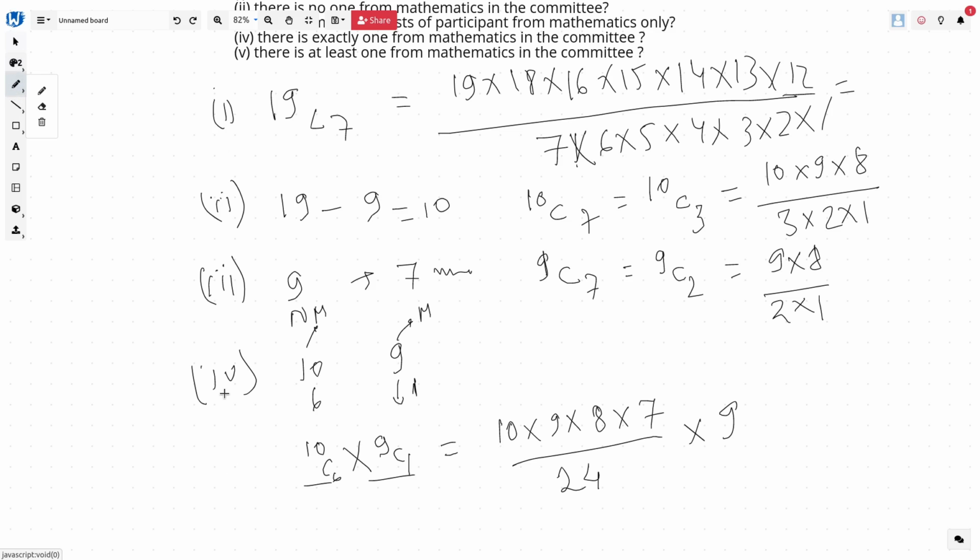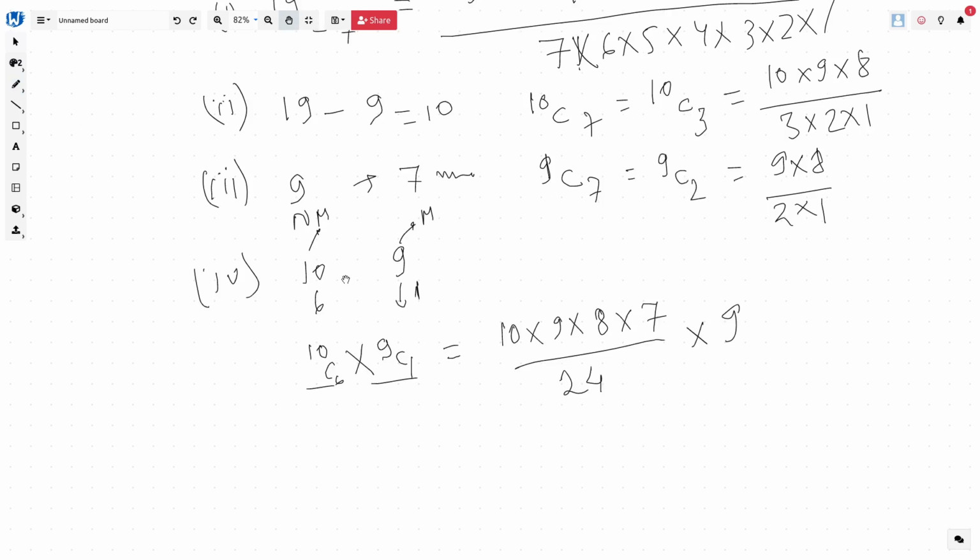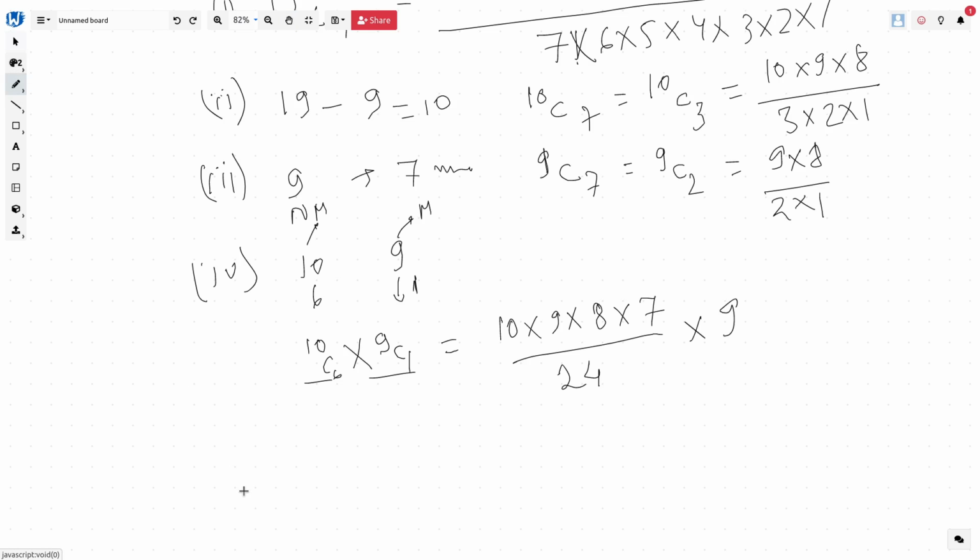Now let's look at the fifth one. It is slightly more complex, and it says there is at least 1 from mathematics in the committee. Now how are we going to do that? So we have various options. We can have 1 from mathematics, 2 from mathematics, 3, 4, 5, 6 from mathematics, and all 7 from mathematics, right? These are all the possibilities, and you clearly see that these are disjoint sets. So by the addition principle we find exactly 1 from mathematics and add it with exactly 2 from mathematics, exactly 3, exactly 4, and 5, 6, 7 henceforth.